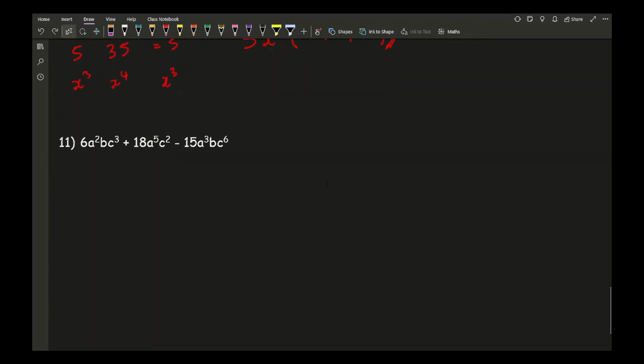And then finally moving on to question 11. Now this one's a little bit more complicated because we've got a lot more variables and numbers in each of our 3 terms. So looking at the numbers, I've got 6, 18, and 15. So what's the biggest number that goes into each of these 3 numbers? Well, that's going to be 3.